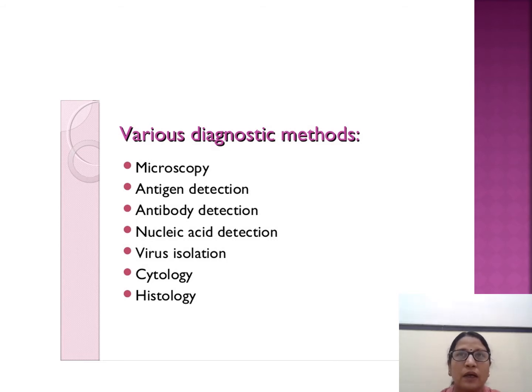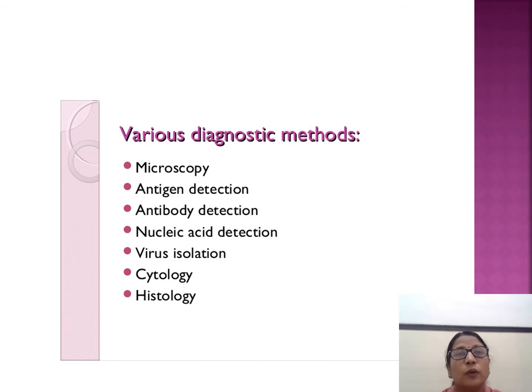Then whenever there is a viral disease, or a virus enters our body, the body responds to it. An immunological response occurs against these viruses in the form of cell mediated and humoral immunity. As a result of humoral immunity, antibodies are produced. So this is an indirect evidence of diagnosing viral disease, and we can do antibody detection also in order to diagnose viral disease.